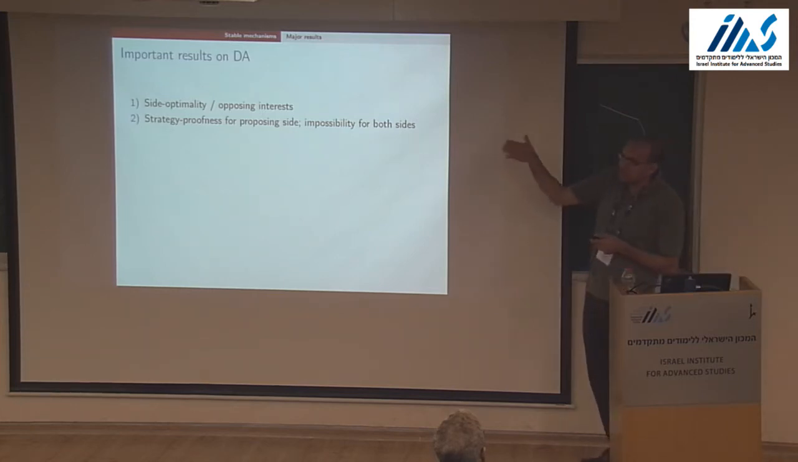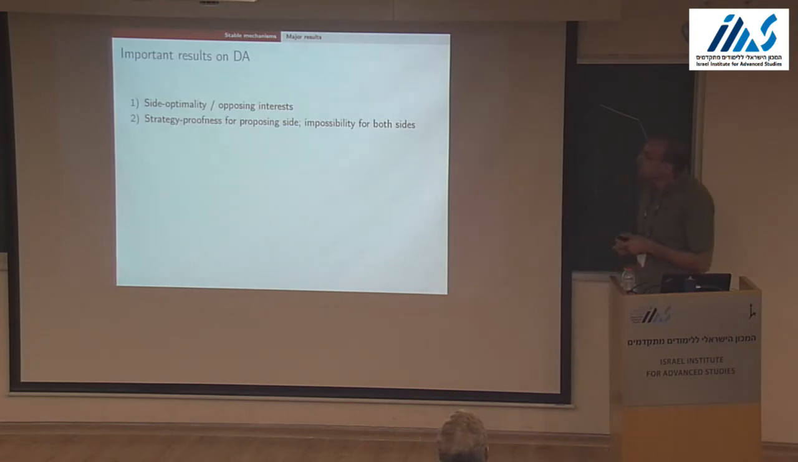That's one thing that's quite exciting. We have systems that are strategy proof, even if in this limited way for one side of the market. So all three of these mechanisms, serial dictatorship, top trading cycles, and deferred acceptance, are strategy proof.